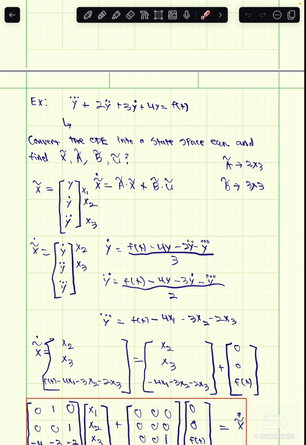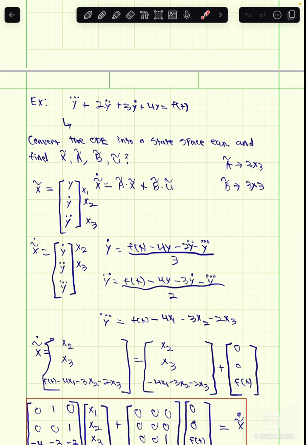Now, since we have x tilde, we can easily derive x tilde dot, which is simply the derivative of x tilde. This becomes very easy. The derivative of y is y dot, the derivative of y dot is y double dot, and the derivative of y double dot is y triple dot.